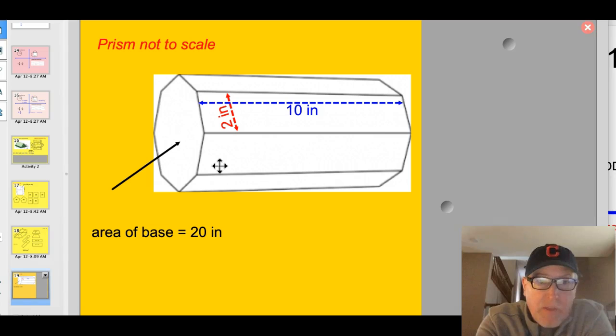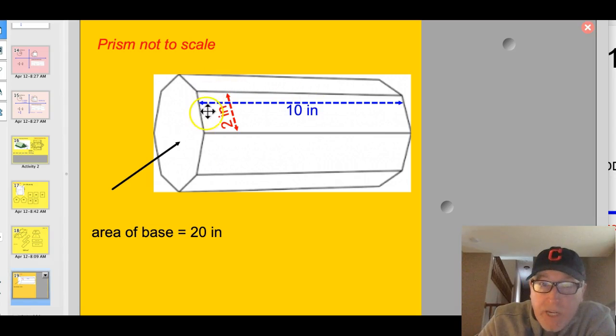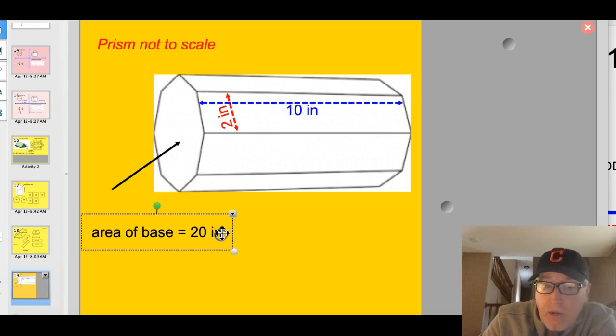So I've given you the area of the base of this octagonal prism, and I've given you the dimensions of the rectangular side. See if you can go ahead and figure that out. 8 sides. There's going to be 8 rectangles. Each rectangle is 10 times 2, and you've got 2 bases, and the bases are 20 inches squared.